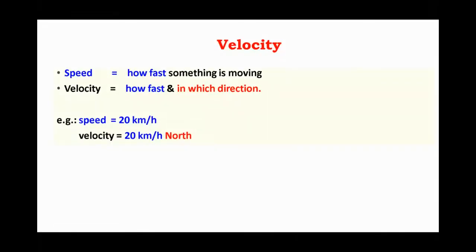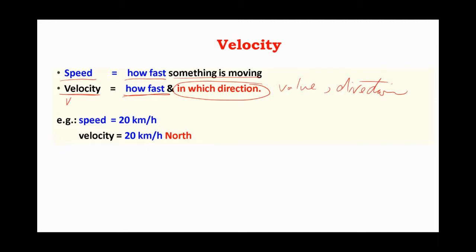And at the end, we will know what is the momentum and how to calculate the momentum. So as we discussed last time, speed describes how fast something is moving. It does not need a direction. While the velocity describes how fast something is moving plus in which direction. So for the velocity, you need to know the value and direction.